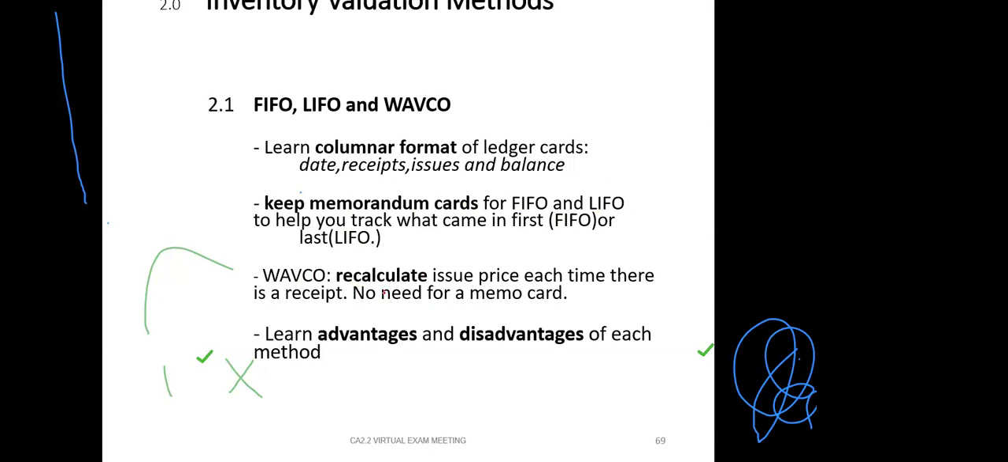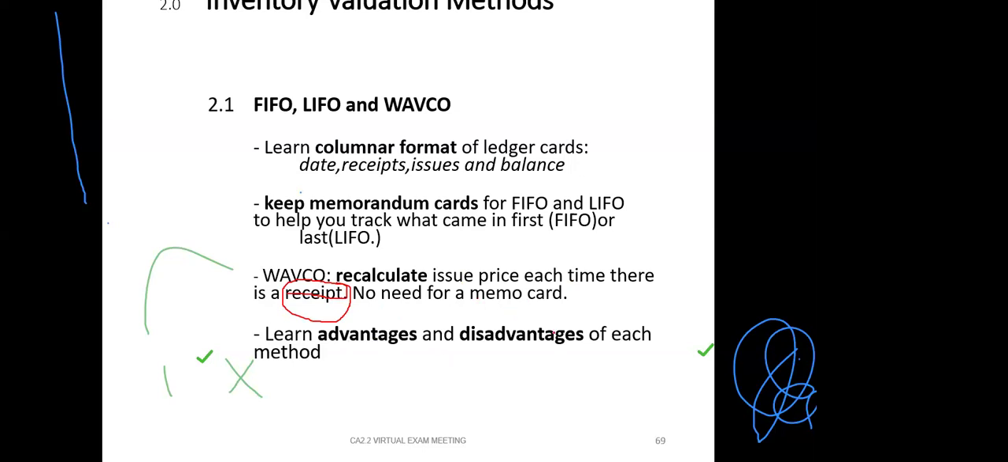It's less cumbersome compared to FIFO and LIFO, except that with the weighted average, each time you have a receipt, not an issue, each time you have a receipt, calculate the issue price. Each time there is a receipt, I've circled it. I'll recalculate the issue price. There is no need for a memo card here.